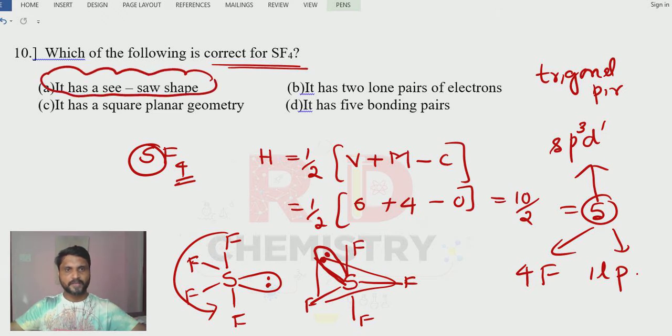That means the rest of the statements are wrong. There is only one lone pair, but the statement says trigonal bipyramidal geometry, which is wrong here, and the statement says 5 bonds, but only 4 sigma bonds are there. Correct? So the answer is option number A.